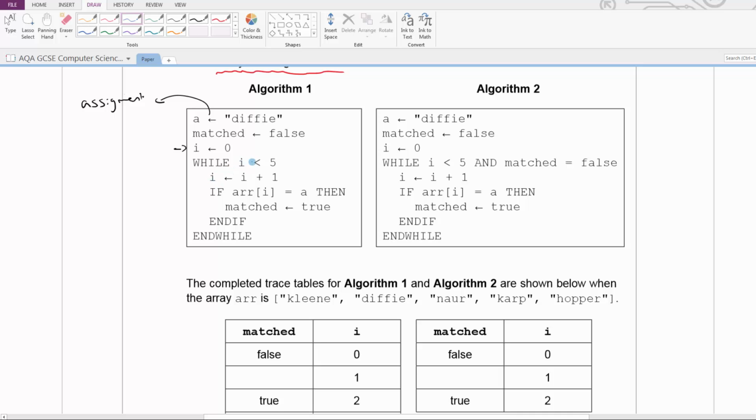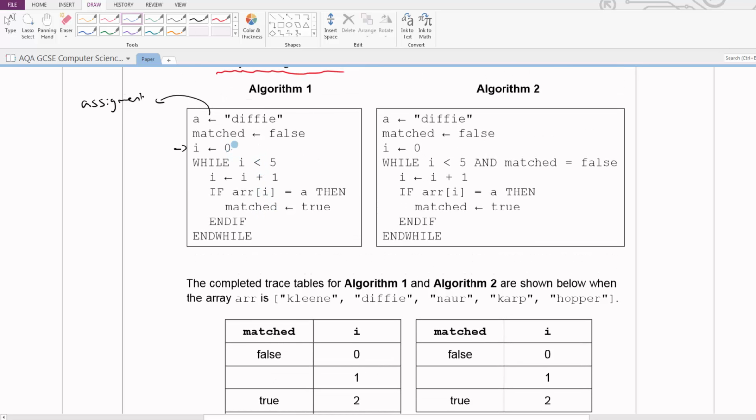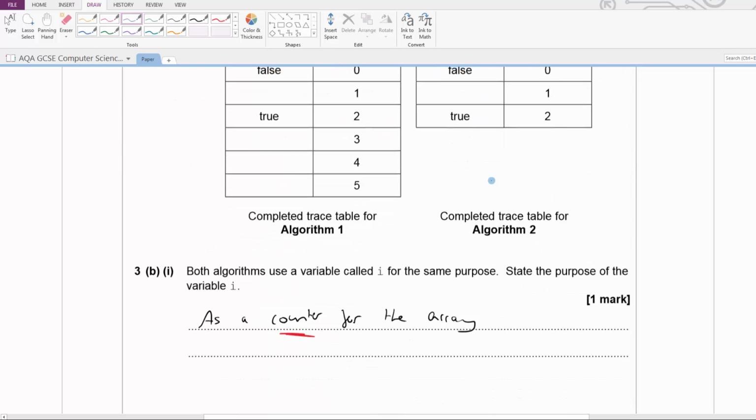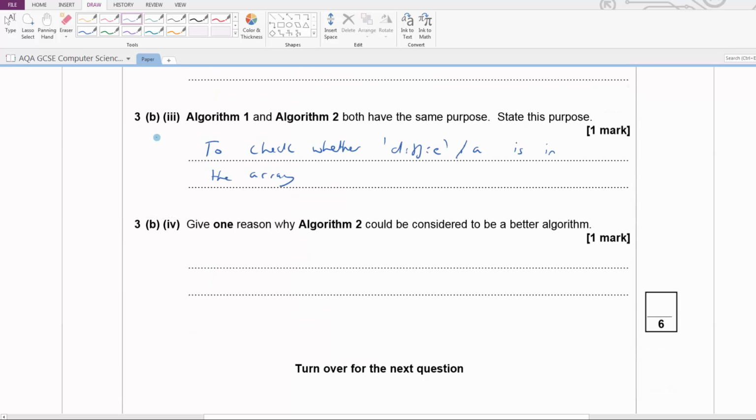So it's incrementing I as we go through, and it's using I to index this array. So we're starting counting from 1. Firstly, it starts with a 0, then in the first line of the body of the loop, we make it 1. So if array 1 equals a, then matched equals true. Okay, so it's basically checking whether a, or in this case diffie, is in the array. So let's just check this is the same. It should be. It's just doing it slightly differently. So yeah, we're basically checking whether diffie / a is in the array, not the loop, as I said.